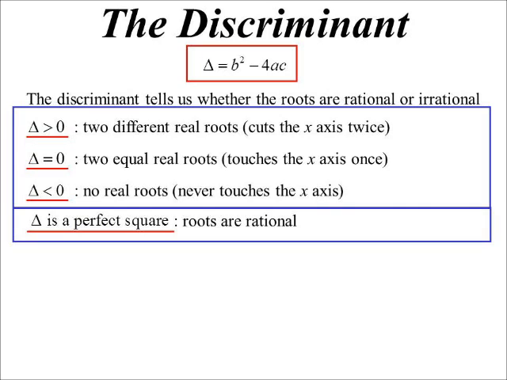If the discriminant is a perfect square, that's when the roots are rational. Because if it's a perfect square, we can find its square root. So we won't be left with plus or minus the square root of something. So they will be rational.